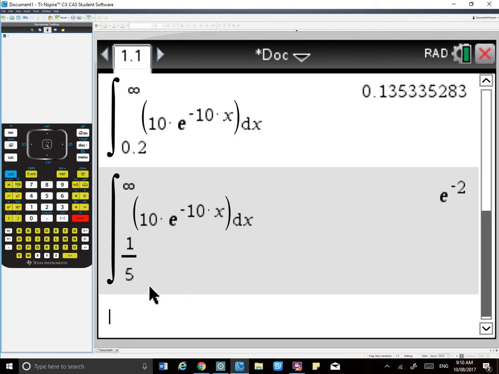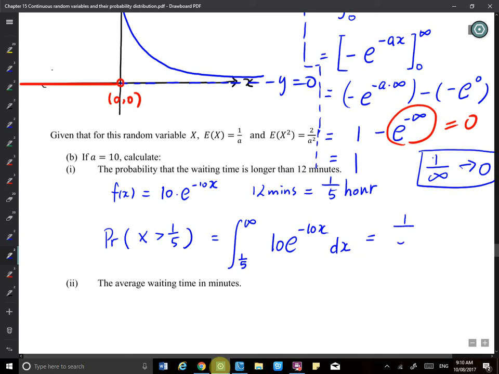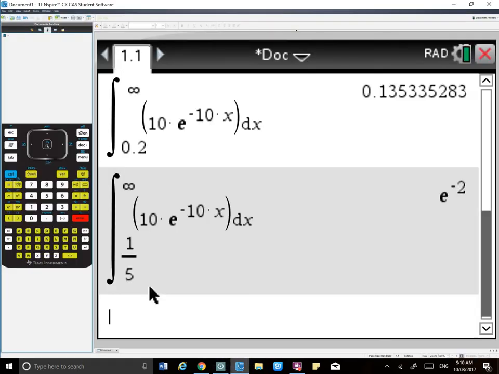I will be required to give an exact answer because in the question, nothing indicates that you will round to how many decimals. So I need to keep my answer as 1/e to the power of 2, or e to the power of negative 2. You need to know how to deal with your calculator.